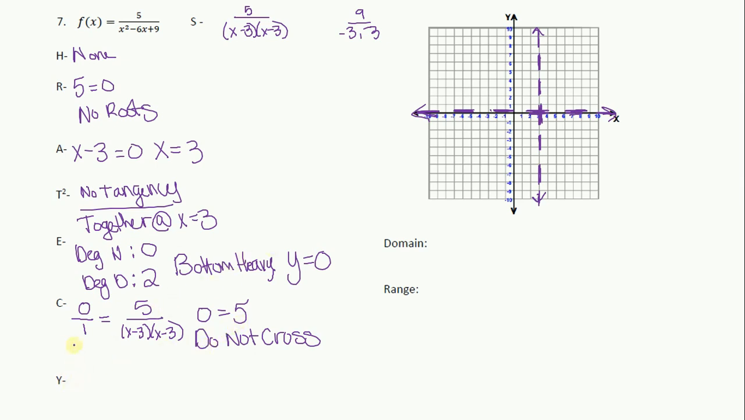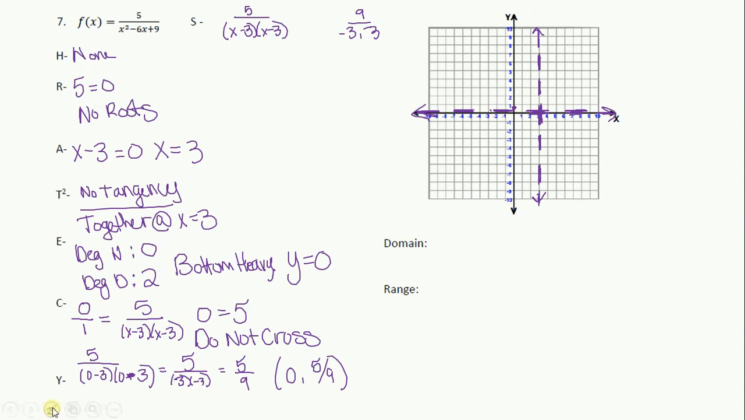Let's find our y-intercept now. I'm going to plug 0 in for x. Oop, that's a minus. Minus 3. So 5 over negative 3 times negative 3. 5/9, it looks like. So (0, 5/9) would be the y-intercept. So let's graph that dot here. Between 0 and 1 somewhere up there.